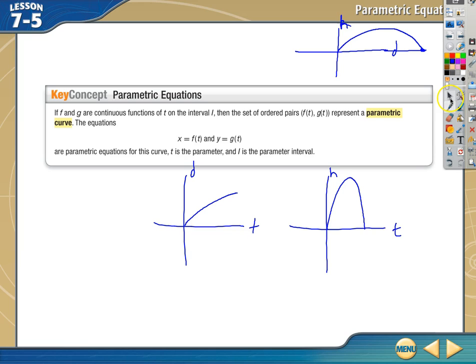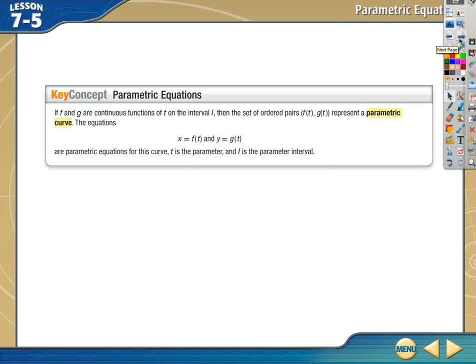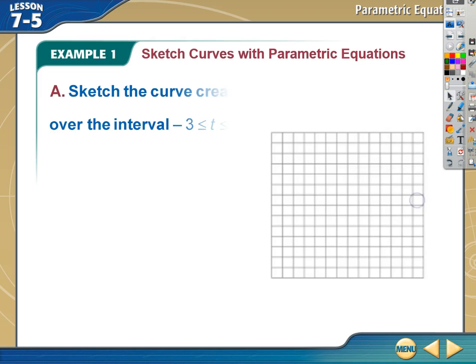Okay? So let's take a look at these in action, how they work, and we're going to start off very basic, just like we did with Algebra 1. So this one here says, I want to sketch the curve created by x and y over the interval -3 to 3. So first thing we do, I'm going to show you this one by hand, and the other one I'm going to do by calculator. Okay? So the first one by hand.